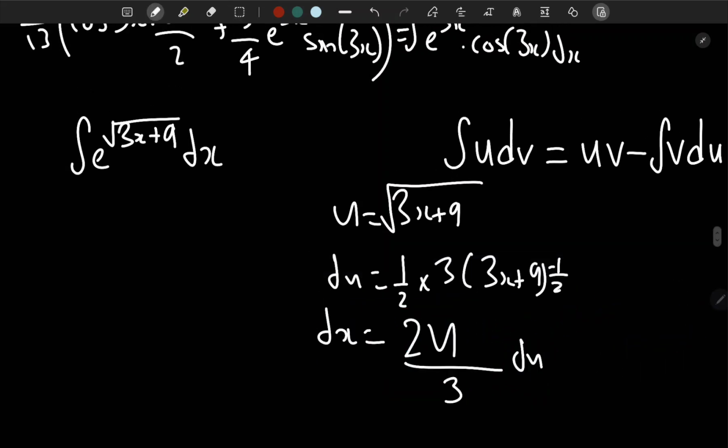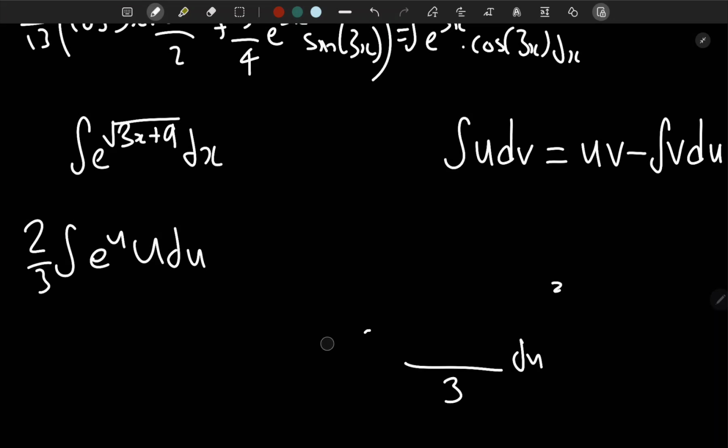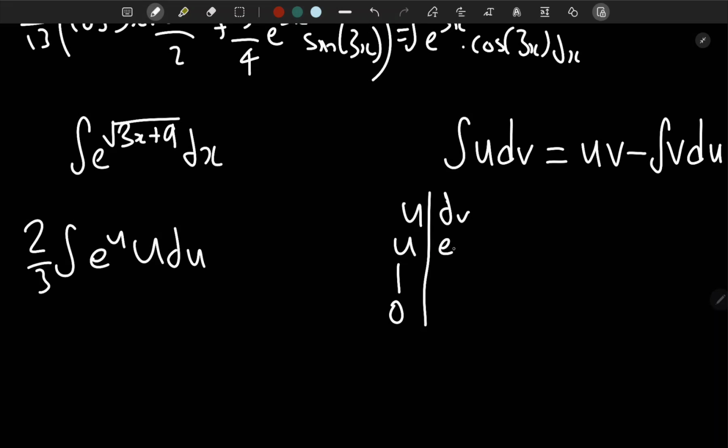So here it's going to become, I'm going to take 2 over 3 outside. So 2 over 3 integration of e to the power of u, and there is an extra u over here, don't forget that, u du. So now we know how to integrate this, very simple integration by parts. And we also realize that we can use the tabular method if we take u as u here. So let's do that. In the u line we have u, 1, and then 0. In the dv line, e to the power of u, e to the power of u, e to the power of u.